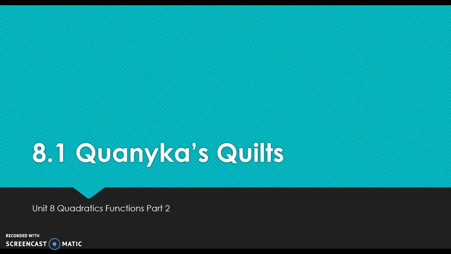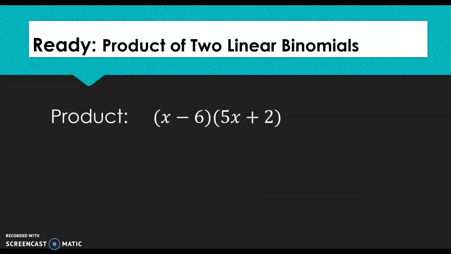We're going to take a look today at the Ready, Set, Go from task 8.1, Juanita's Quilts. Our Ready problems asked us to find the product of two linear binomials. We can find the product of two linear binomials using a couple of different methods. We will look at using the FOIL method. FOIL stands for first, outer, inner, and last.